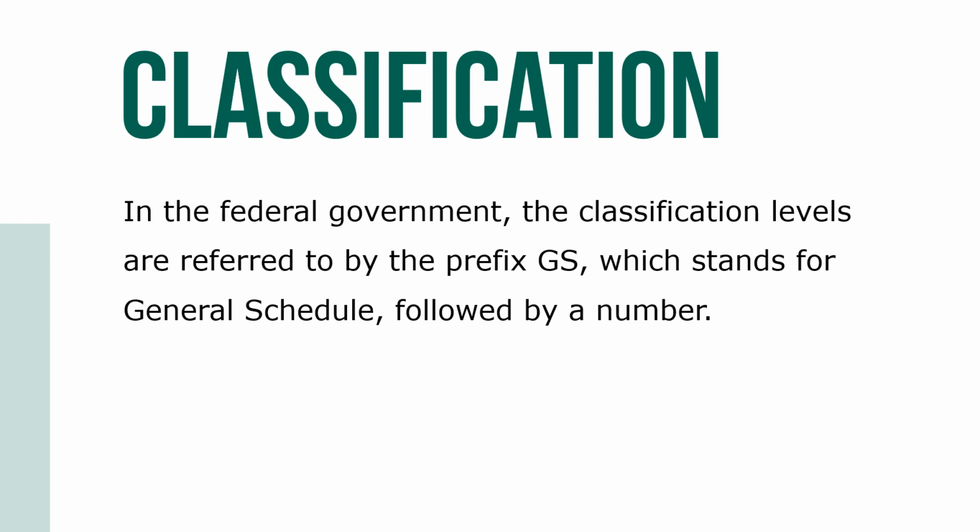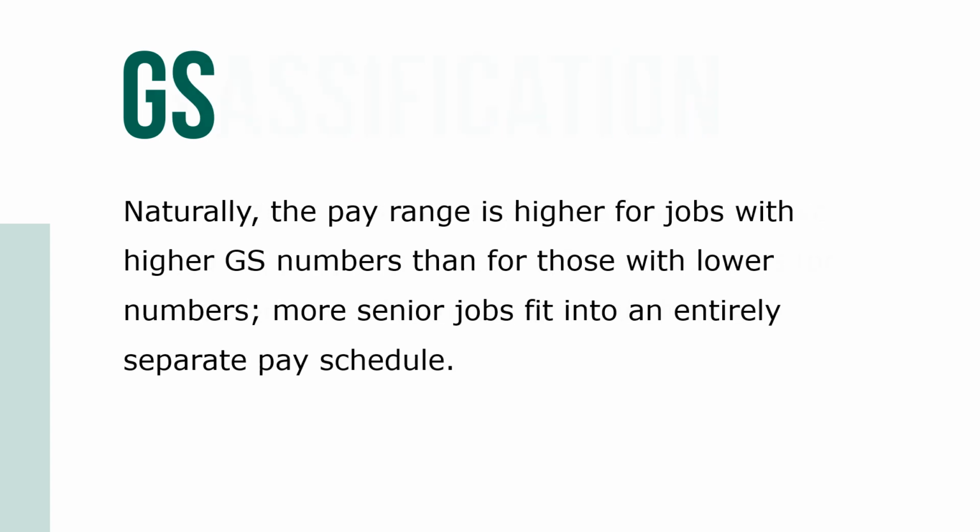In the federal government, the classification levels are referred to by the prefix GS, which stands for General Schedule, followed by a number. Naturally, the pay range is higher for jobs with higher GS numbers than for those with lower numbers. More senior jobs fit into an entirely separate pay schedule.